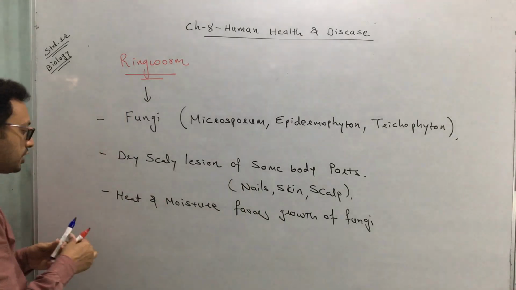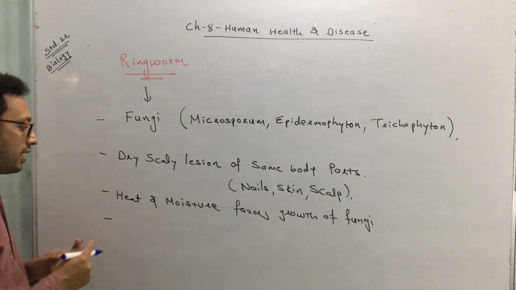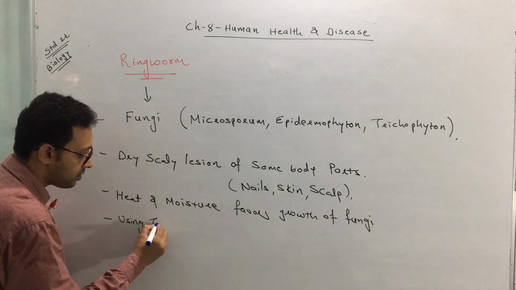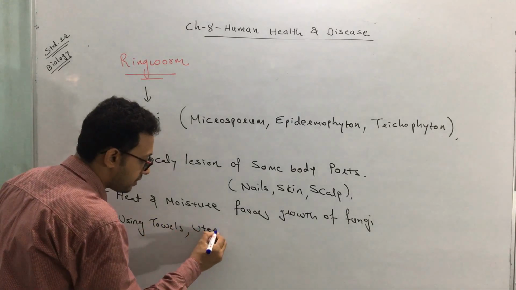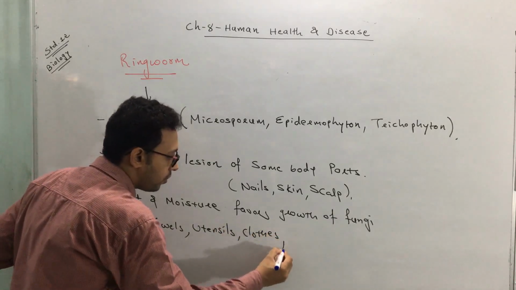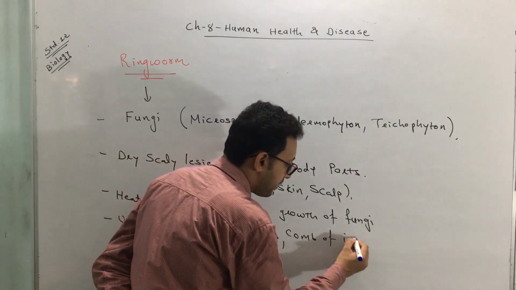This disease is usually spread by, how is it spread? It is spread by using towels, or you can say utensils, or clothes, or combs of an infected person.